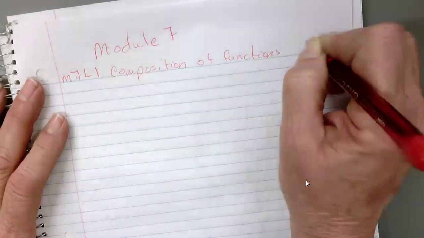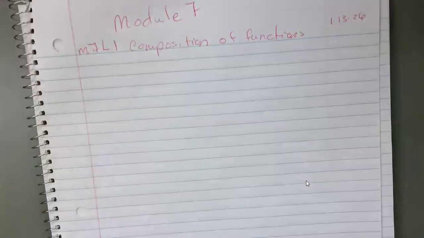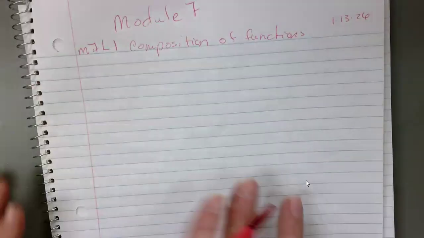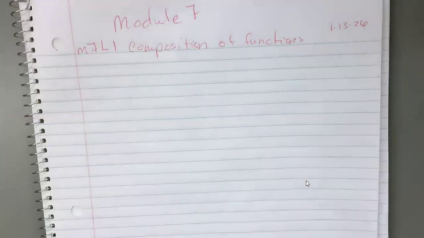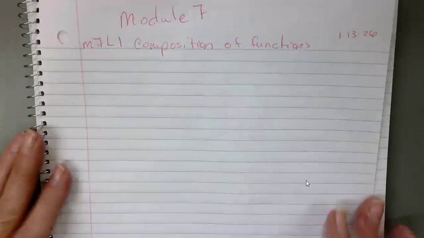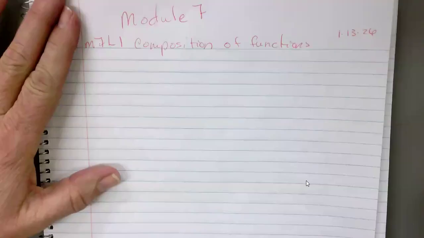Today is still January 13th, 2026. Now, if you're looking at your friend's notes, they're going to have it out of order. They're going to have this first and that list of rules last. It doesn't matter. It'll all be fine.